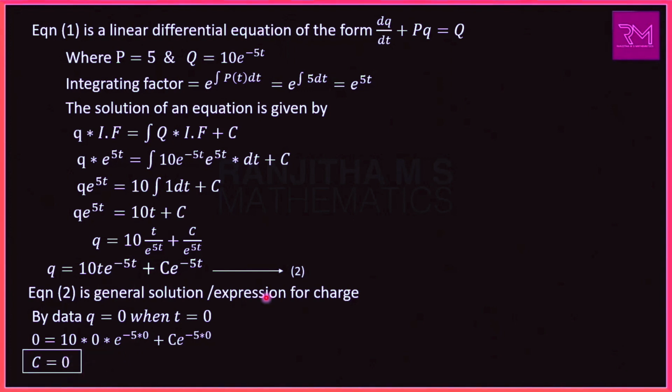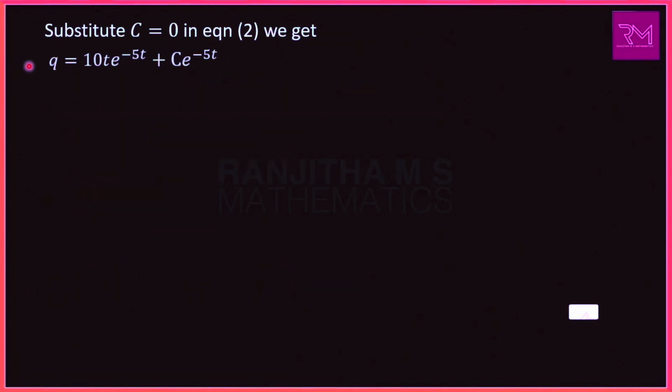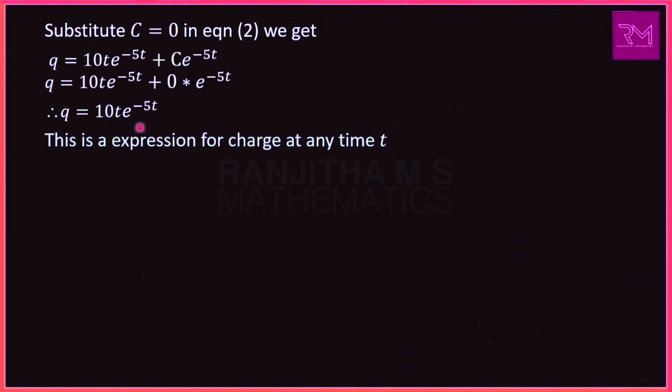Next step, we have to substitute C value as 0 in equation 2. We get a value of q. Equation 2 is q is equal to 10 into t into e^(-5t) plus C into e^(-5t). Substitute C value as 0, here we get q is equal to 10t into e^(-5t) plus 0 into e^(-5t). This value becomes 0. We get a value of q as 10 into t into e^(-5t). So we can conclude this is an expression for charge at any time t.